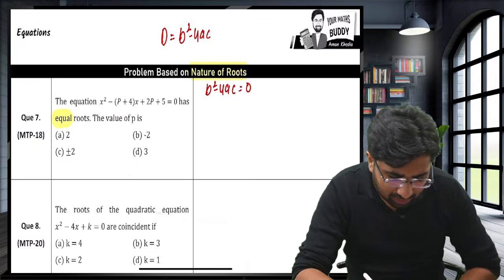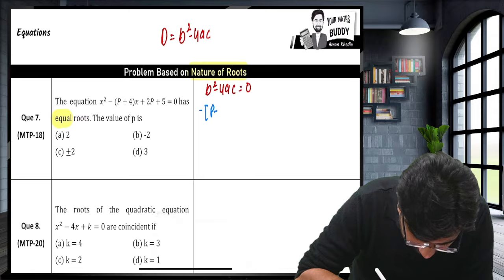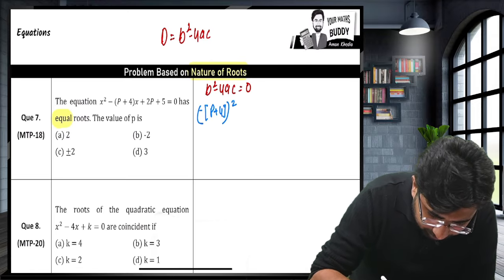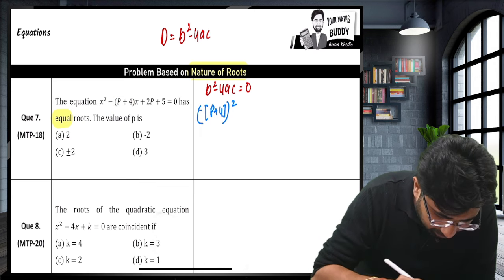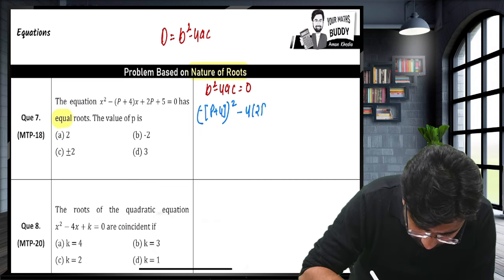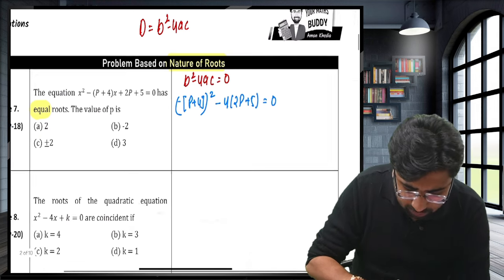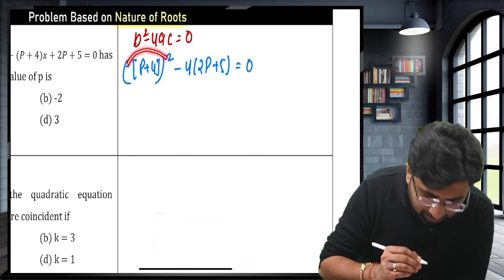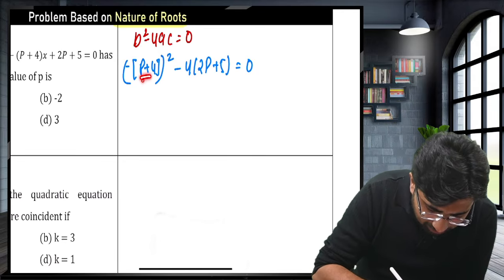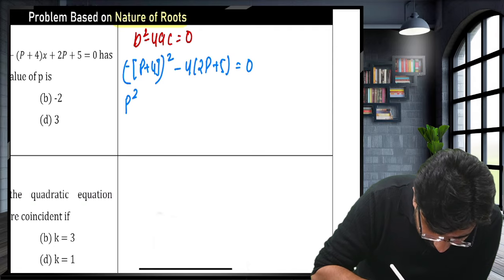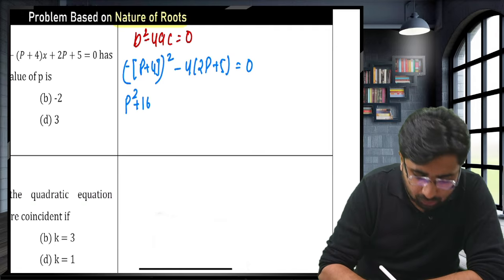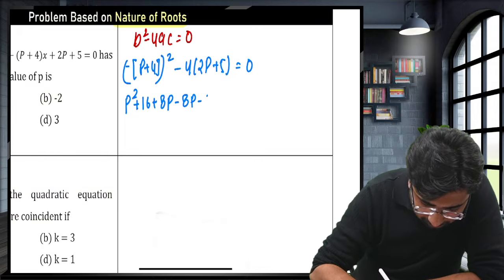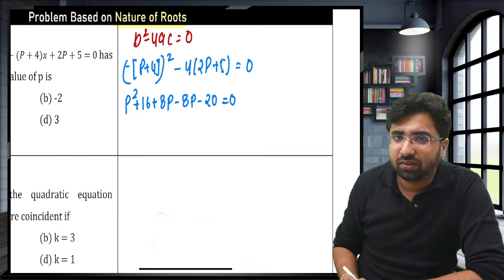Let's do it. What is B? Minus of P plus 4 whole square. B square minus 4A into C is equal to 0. Let's open the bracket and get the value of A. Negative square will be positive. No need to worry about this. A plus B whole square, A square plus B square plus 2AB minus 8P plus minus minus 20 is equal to 0.